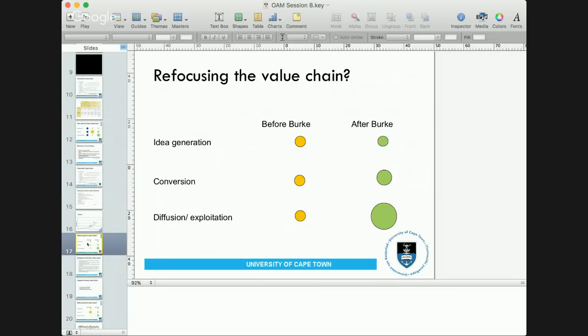So you can see a very simple value chain before and after the crisis. It moved from being pretty much similar between idea generation, conversion, and diffusion, just like the other products. And then they realized that they could do more in the conversion, actually getting it out into the market. But then once in the market, they could take that a lot further.